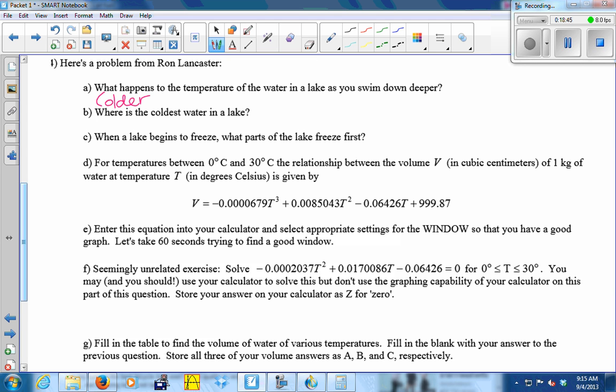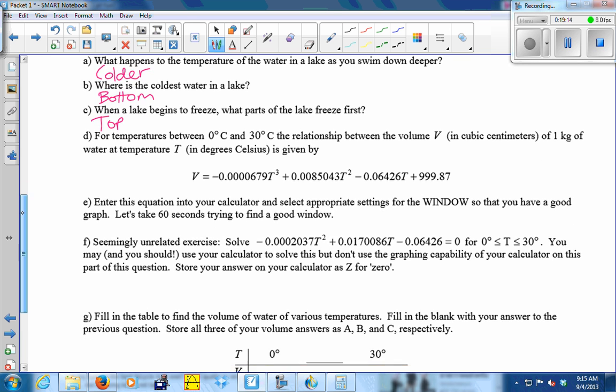Where's the coldest water in a lake? At the bottom. So when a lake begins to freeze, what part freezes first? The top. Well, that's weird, right? It's coldest at the bottom, but the ice forms on the top. You'd think that the bottom would hit freezing temperature first and it would freeze, right? It doesn't. So something's going on.